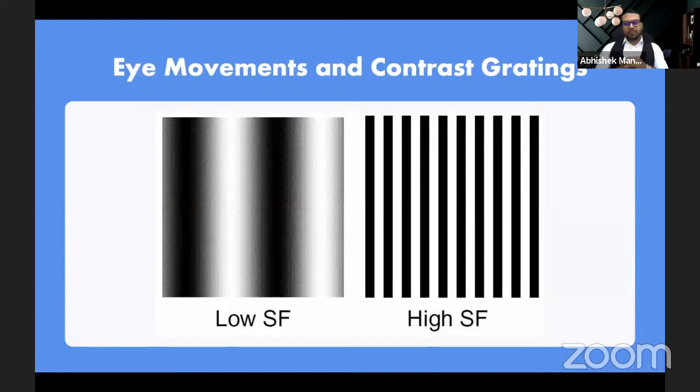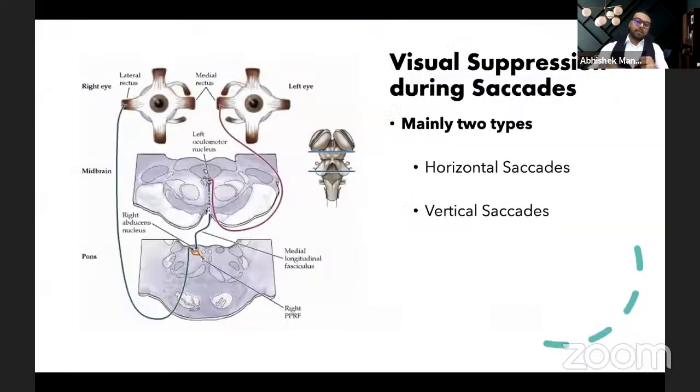Now, coming to the contrast gratings, as I said, this is very essential. So low spatial frequency and high spatial frequency. This is how a low spatial and high spatial frequency grating looks. If you remember, I mentioned that the magnocellular pathway responds more to the low spatial frequency, whereas the parvocellular pathway responds to the high spatial frequency. So this is how the grating patterns look. And I will be giving you some examples from my PhD work as well, which is one of the chapters that investigated the suppression in different eye movements. And I'll be talking more on that.